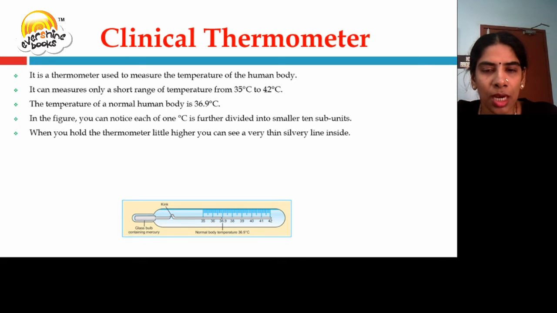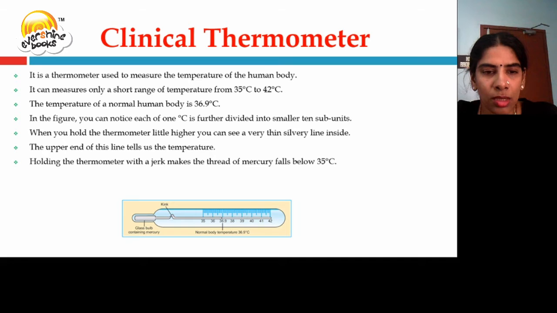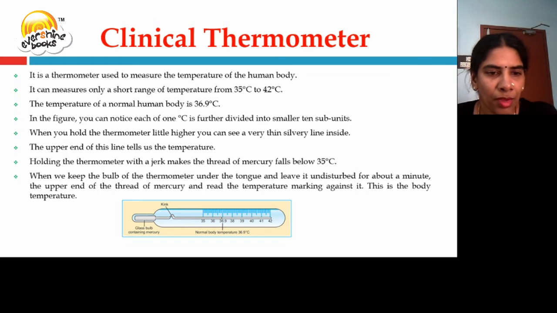When you hold the thermometer a little higher, you can see a very thin silvery line inside. The upper end of this line tells us the temperature. Holding the thermometer and giving it a jerk makes the thread of mercury fall below 35 degrees Celsius. So after finding out your temperature during fever, your mother will give a jerk to the thermometer so that the mercury falls back to the bulb. When we keep the bulb of the thermometer under the tongue and leave it undisturbed for about a minute, the upper end of the thread of mercury will give you the temperature of your body.